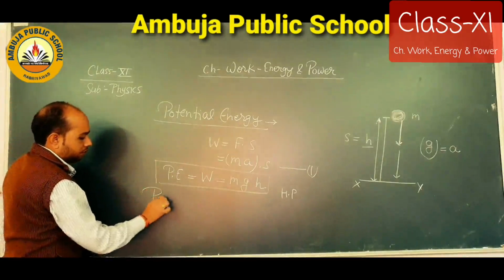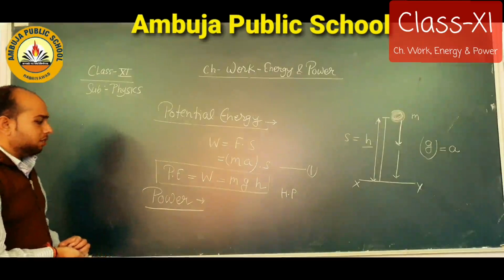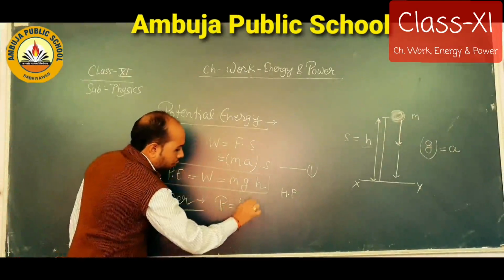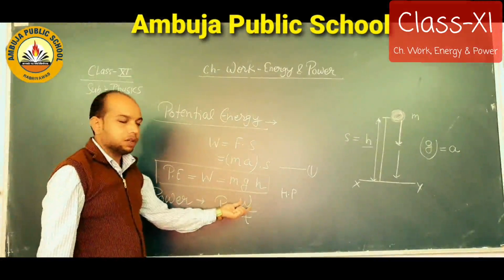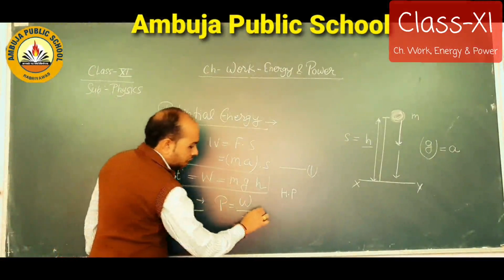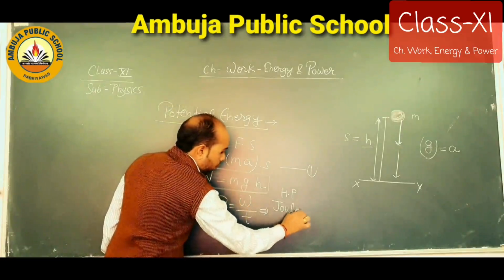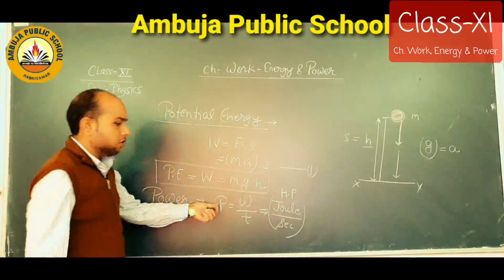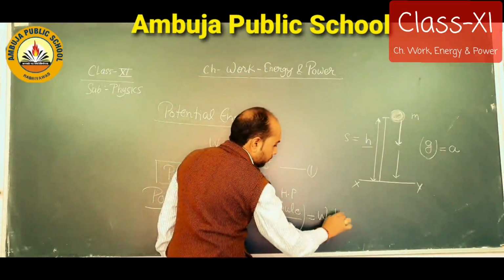Last we come to power. What is power? Power is the rate of doing work, that means W divided by t, how much work is done in a given time interval. This is said to be power. If we come to the unit part, work done is in joule and time is in second. So joule per second is the unit of power, and the combination joule per second is also known as watt.